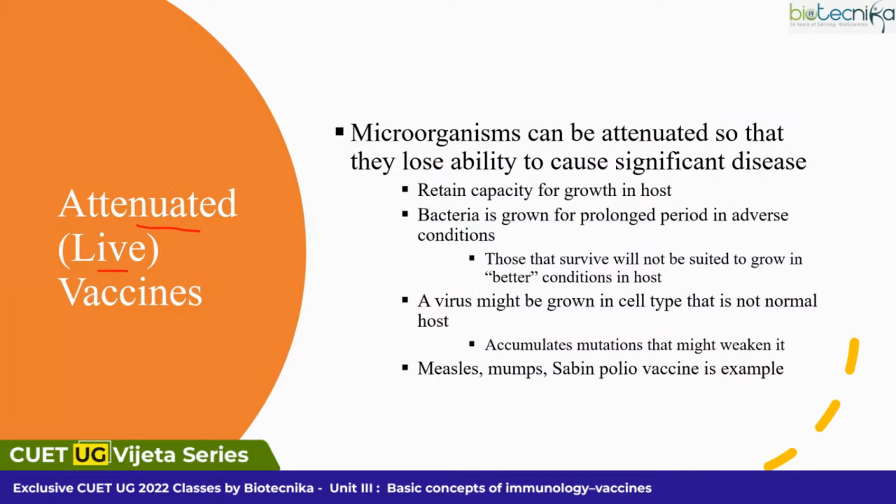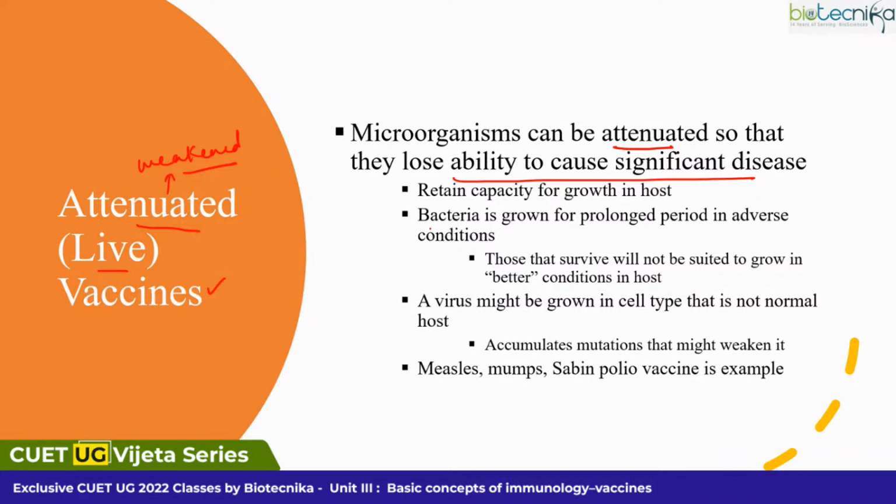Attenuated means the antigen is weakened over here. You weaken the pathogen and then inject it as a vaccine. How will you attenuate a particular pathogen? The pathogen will lose the ability to cause significant disease. How it is done basically: suppose a bacteria, you know that bacteria grow in certain specific media. You have LB media, and there are different types of media for different strains of bacteria.